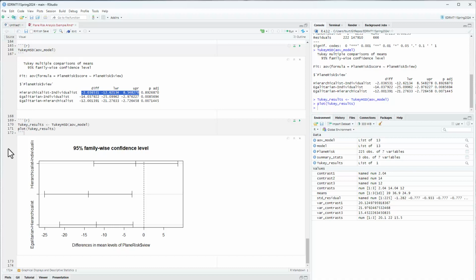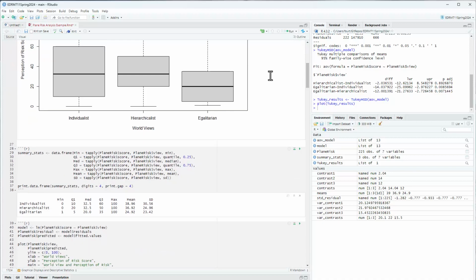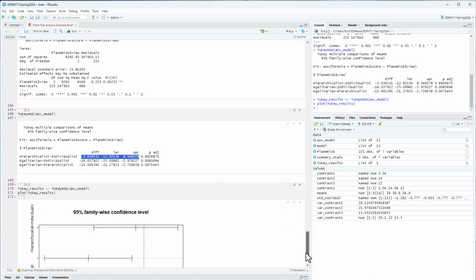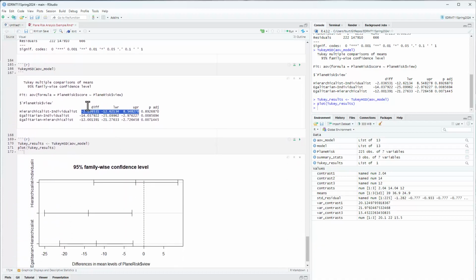So this says if I take hierarchicalist minus individualist, and let's go back way to the top and remind ourselves, there wasn't much difference there. See the means, 38.96, 36.92. So this says if you take hierarchicalist minus individualist, in the way we subtract it, we got a -2.